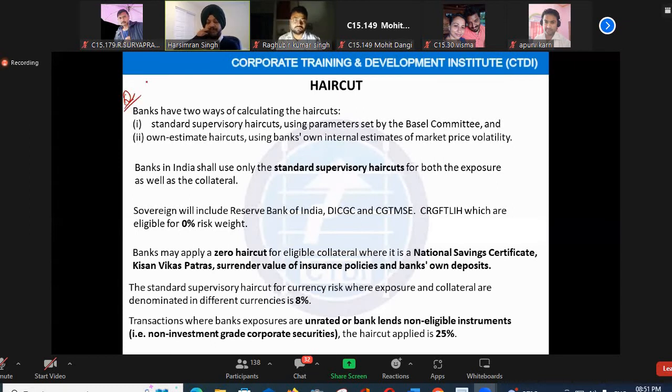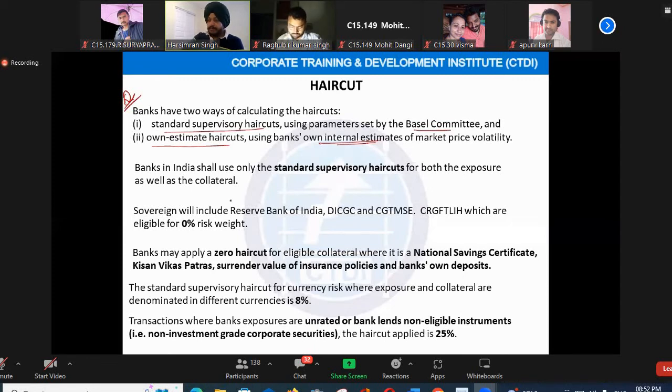What are the ways with which a bank can calculate haircut? First is standard supervisory haircuts. Here we are using the method which is given by the Basel Committee. Second, banks estimate their own haircuts by using their own internal estimates.